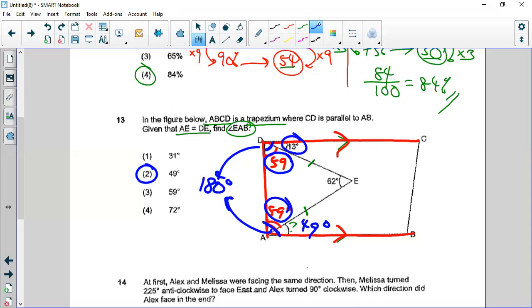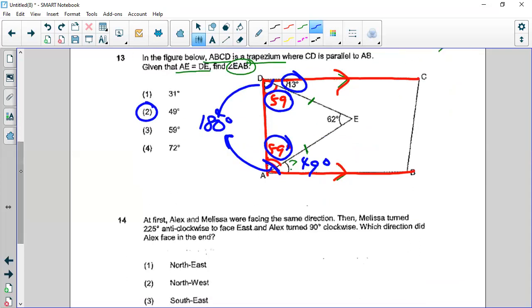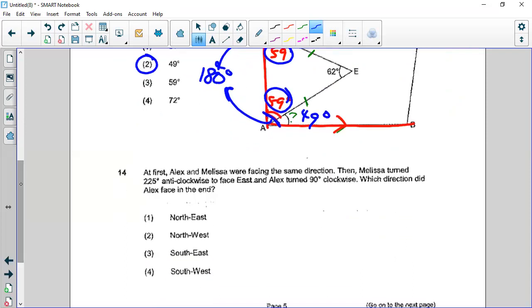As we keep doing this, hopefully by now the properties are very clear in your head already. Question 14, you need to draw the compass. Alex and Melissa were facing the same direction. Then Melissa turned 225 degrees anti-clockwise to face east. Alex turned 90 degrees clockwise. So which direction did Alex face in the end?